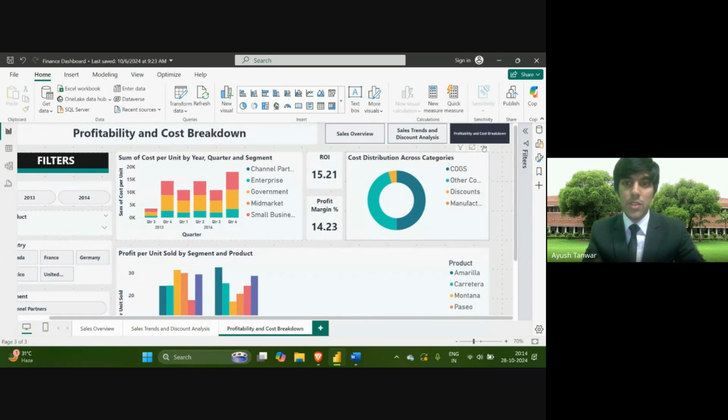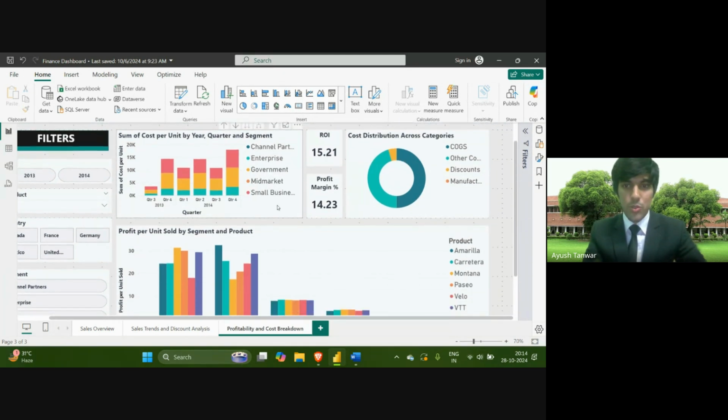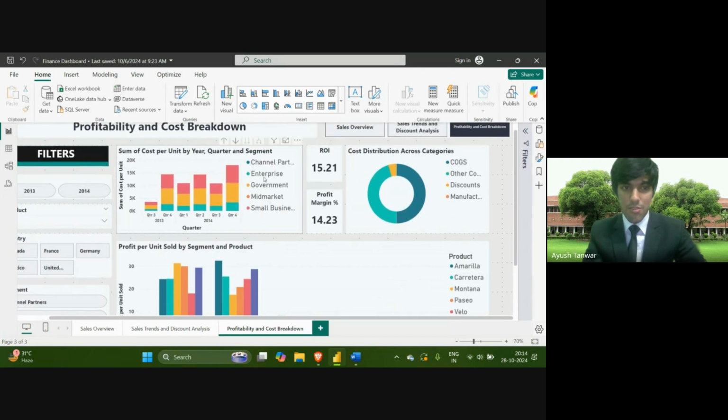And on the third one, we have shown the profitability and cost breakdown. As you can see, there are the following graphs here. One is the sum of cost per unit by year, quarter, and segment. We have done it by quarter, and also the segment-wise distribution is there. So you can see that in quarter 4 of 2013, the sales that were made to government were the majority chunk. And similarly, in every year, you can notice in one glance that we have made the majority of the sales to government in each quarter.